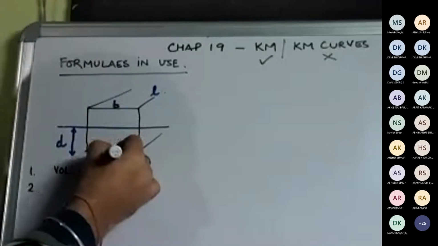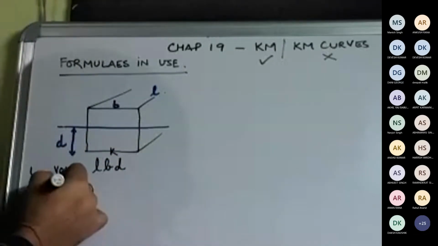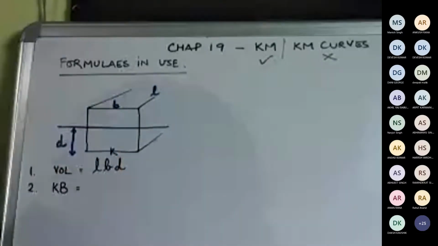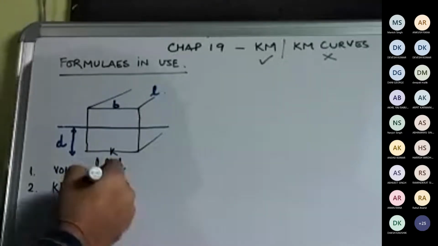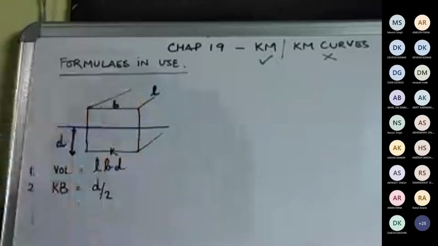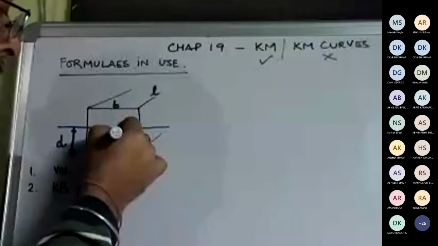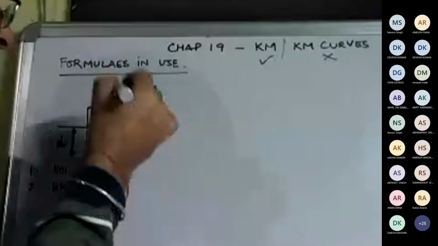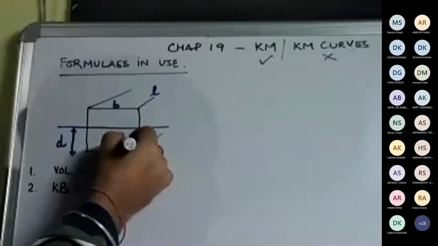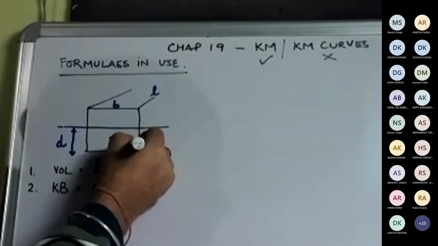If this be the keel, then can you tell me what will be the KB? D/2, sir. Okay. So KB will be D/2. So this is the center of buoyancy. This becomes the KB, और ये D/2 हो गया.